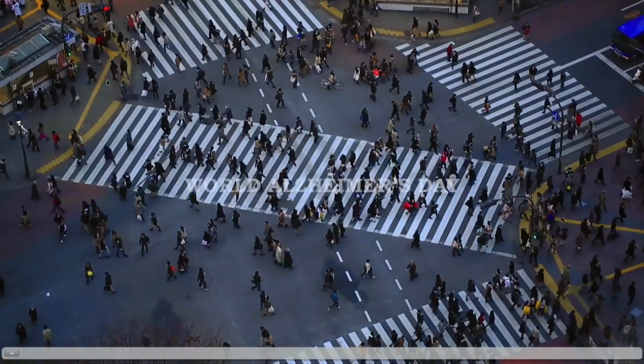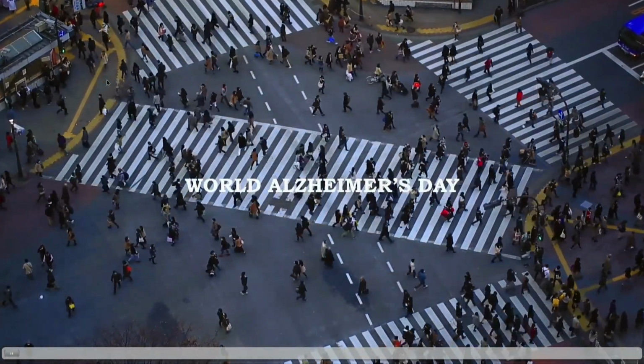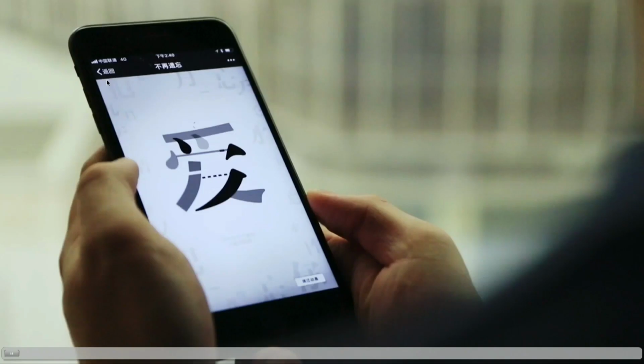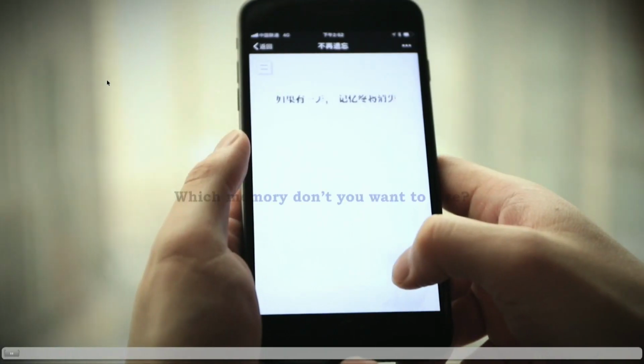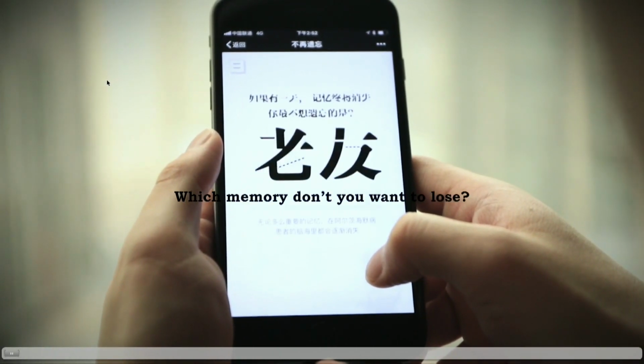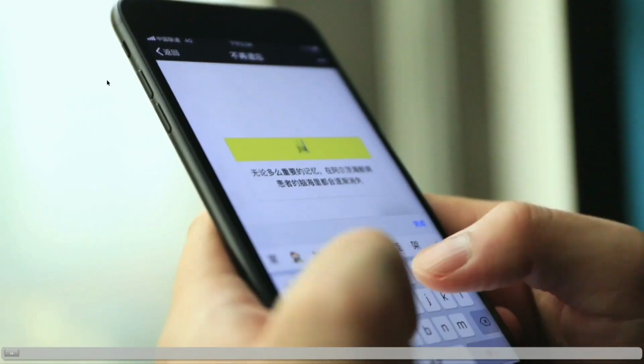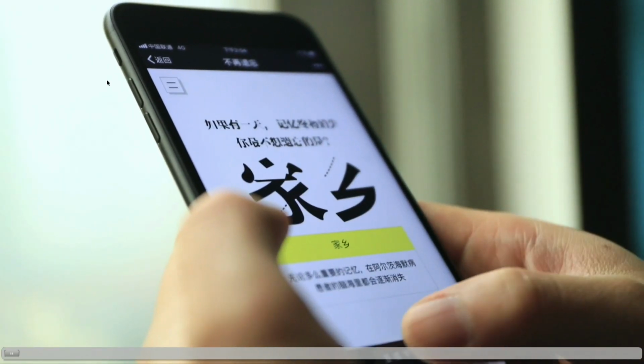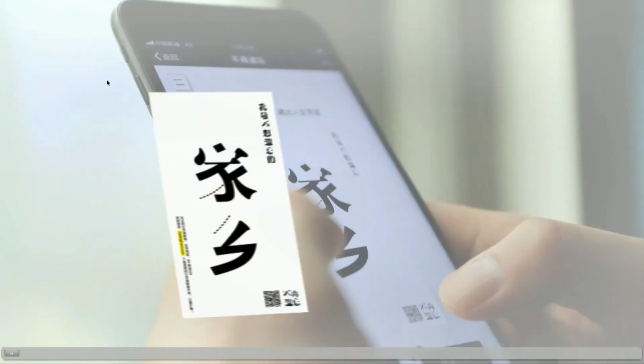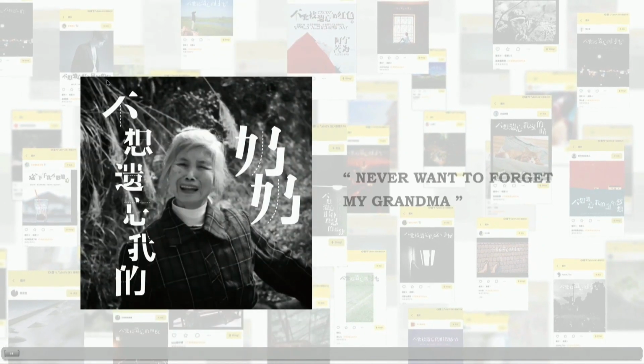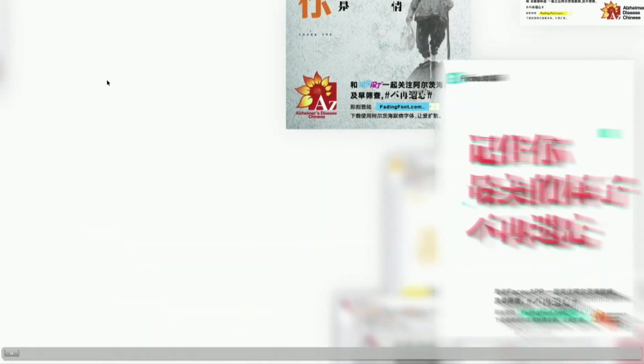On World Alzheimer's Day, we launched the font across social media, asking people to answer a simple question using the font. Which memory don't you want to lose? The response was unforgettable. People all across China opened up their hearts and used the fading font to tell the world what their most precious and personal memories were. Butter app, one of China's biggest photo apps, even added the font to their app for people to use. Over 100,000 custom memes created and shared.